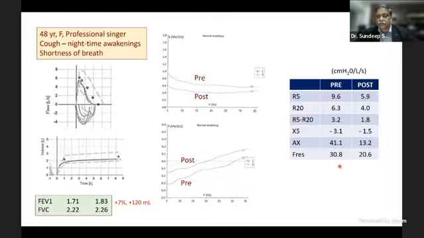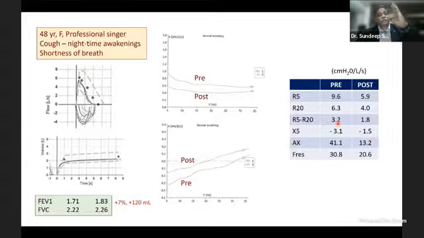So here are the values. What should be the normal R5 for a healthy adult? Should be 4, isn't it? This is 9.6, so it's significantly increased. It reduced to 5.9 after giving a bronchodilator. This is surely more than a 20% drop. R20 is also reduced. R5 minus R20, look at this: 3.2, and the upper limit of normal is 1.